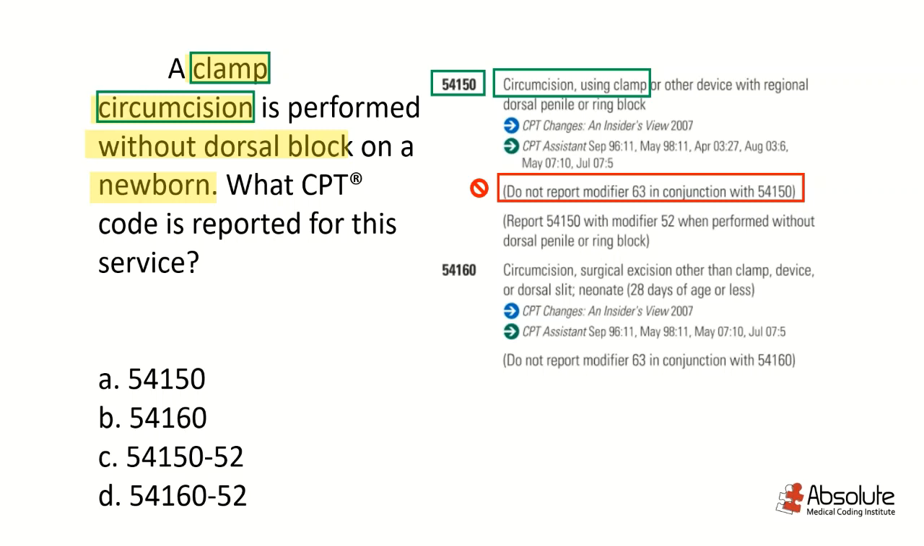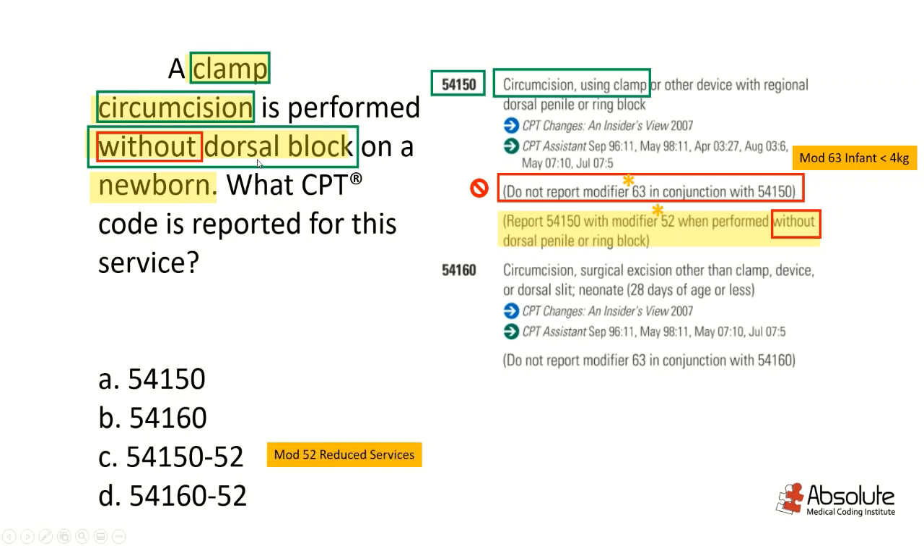We're not going to report this modifier 63 in conjunction with 54150. This is for an infant that's less than 4 kilograms. And then we're going to report this with a modifier 52 when performed without the dorsal penile block. So it's reduced services. So we're going to take that one away because it doesn't have the 52 modifier, because they performed it without the dorsal block. That right there is telling you you're going to need it because it was indeed without it.